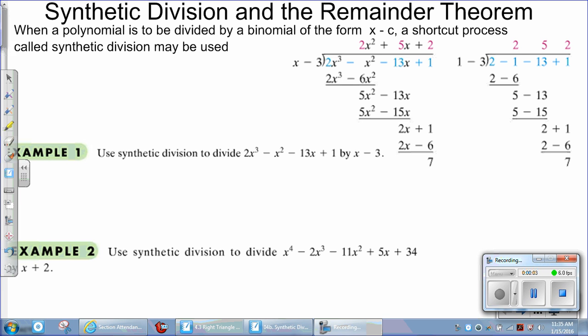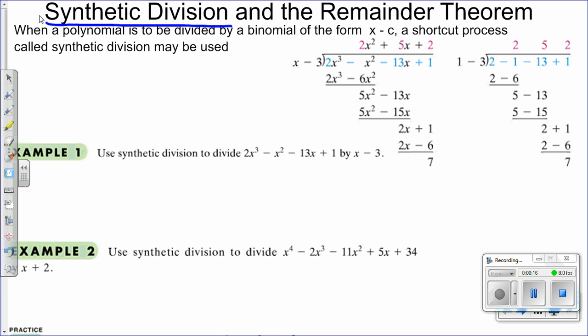Video will cover the lesson for Friday, January 15th. The video was recorded during fourth period. So the lesson is about synthetic division, which is a better way to divide polynomials. And then after that, we'll move on to the remainder theorem.